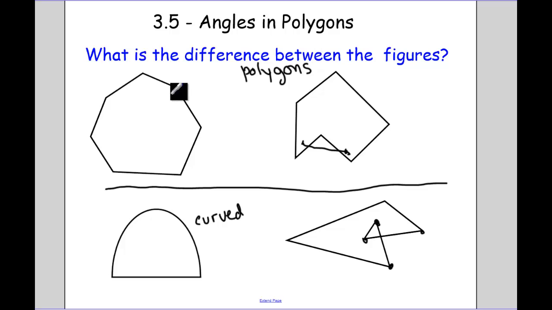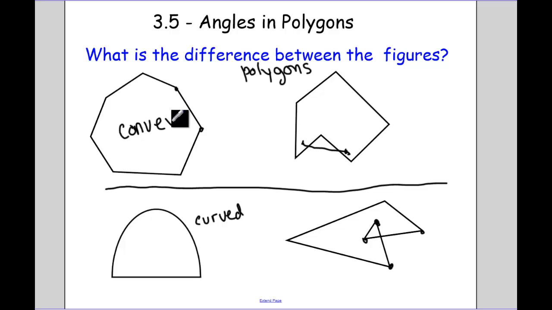Okay, and a polygon is connected segments connected by vertices where no two segments intersect. So for example here, these two segments intersect, so this is not a polygon. This has a curved line to it, so it's not a polygon. Now there's a difference between the top two polygons. The top one, this first one is convex.